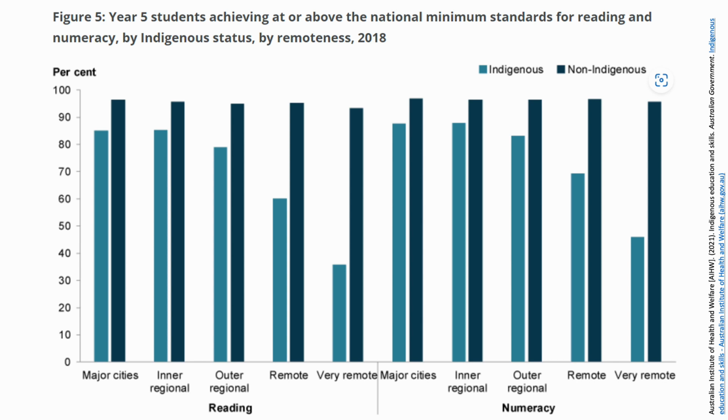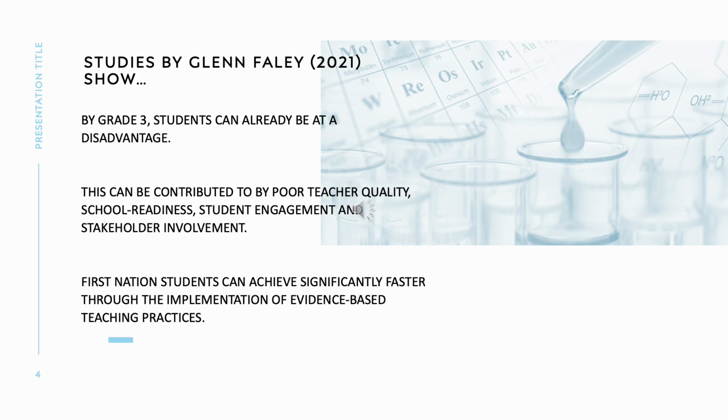2018 NAPLAN data shows a clear discrepancy between the achievement of students within major cities in reading and numeracy and those in rural remote areas. When considering this data, it is important to identify that 40% of students making up the remote data are First Nation students. Studies regarding the difference in achievement have shown that by grade 3, students can already be at a disadvantage. This can be contributed to by poor teacher quality, school readiness, student engagement, and stakeholder involvement.